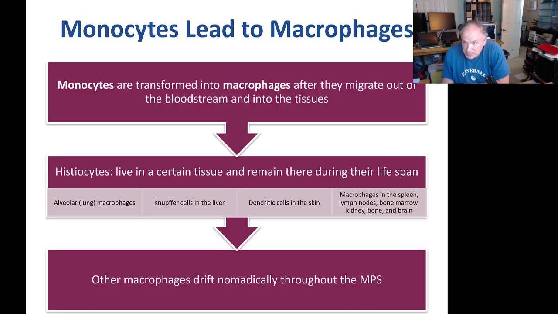Monocytes are transformed into macrophages after they migrate out of the bloodstream into the tissues. Histiocytes live in certain types of tissue. We have alveolar lung macrophages, Kupffer cells in the liver, dendritic cells in the skin, and macrophages in the spleen, lymph nodes, bone marrow, bone itself, and the brain.